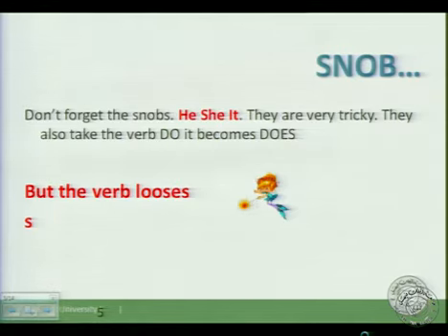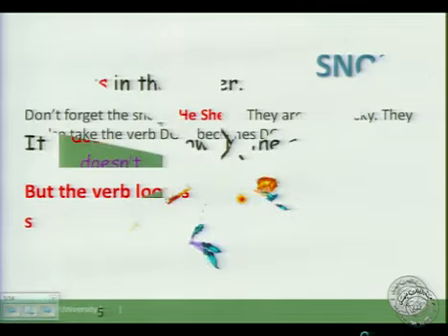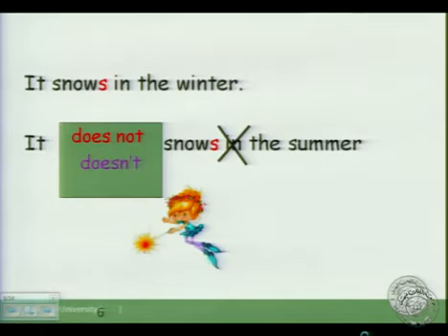So what do we do with this S? We will see in a minute. They are very tricky. They also take the verb do, it becomes does. Yes, we talked about this last time. What happens to the verb? The verb loses the S. Let's have an example. When we have the example, the picture becomes clearer.